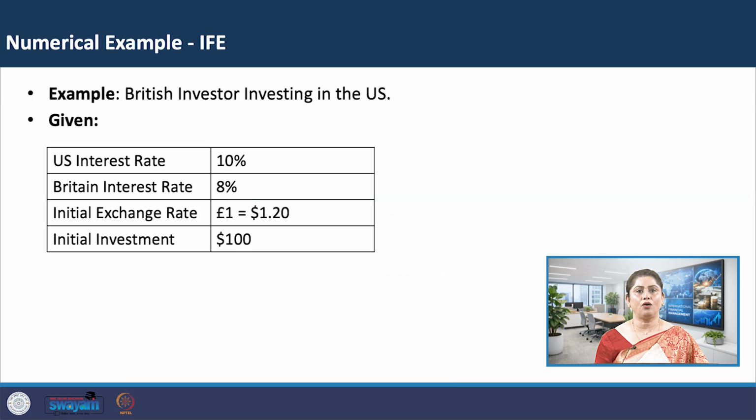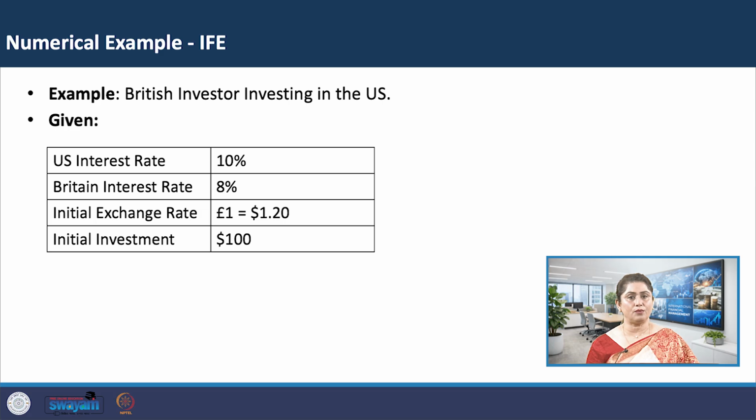Let us now make all of this very concrete with a numerical example. I find that exchange rate theory, more than almost any other topic in finance, becomes truly clear when you work through the numbers carefully. So let us do that. Here is a scenario. The interest rate in the United States is 10%. The interest rate in Britain is 8%. The initial exchange rate is 1 British pound equals 1.20 US dollars, and the British investor decides to invest 100 US dollars in the United States.